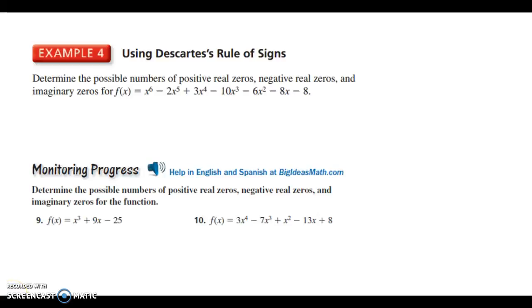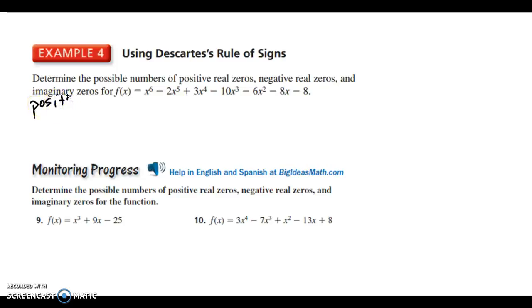Our last lesson for section 4.6 is using Descartes' rule of signs. And Descartes' rule of signs says you can evaluate the signs of the polynomial and decide how many positive real zeros we'll have, how many negative, and how many imaginary. First, let's figure out how many positive zeros.